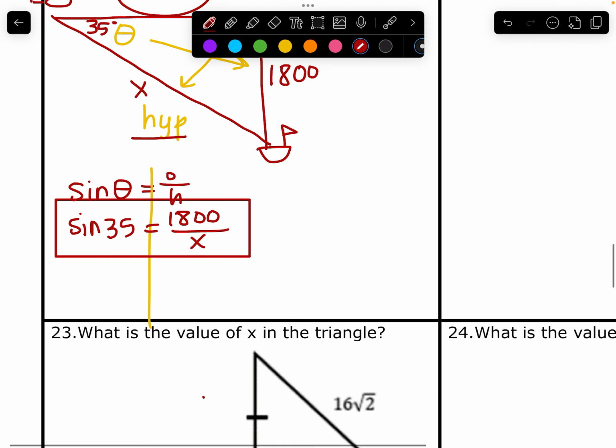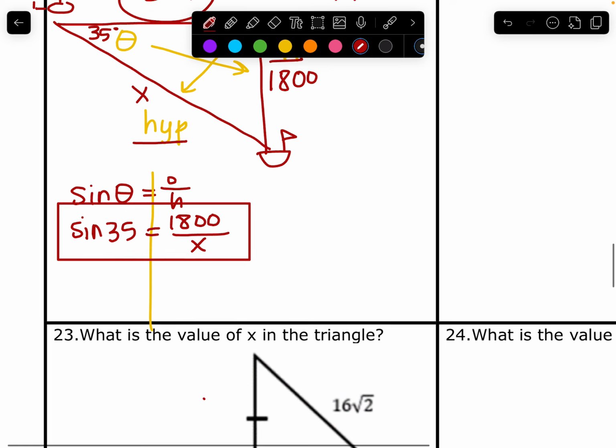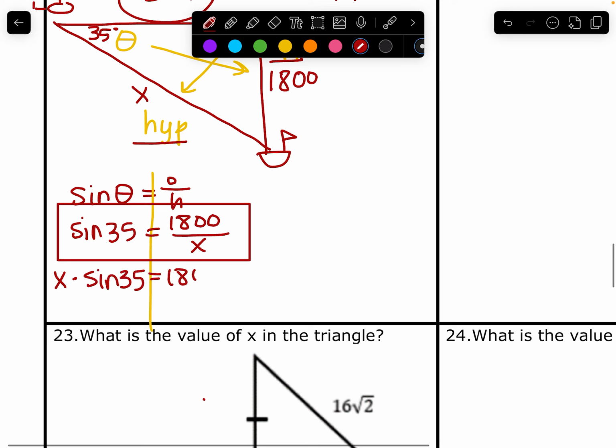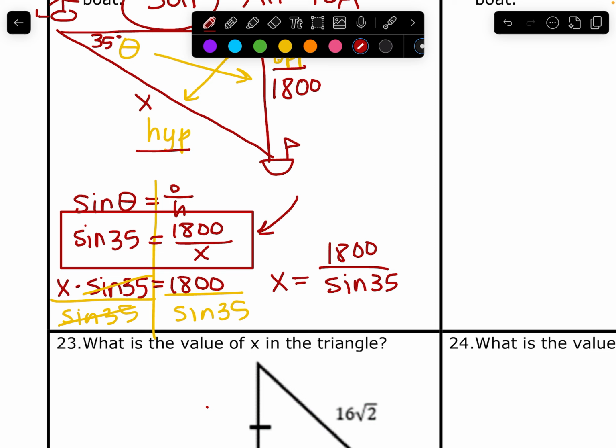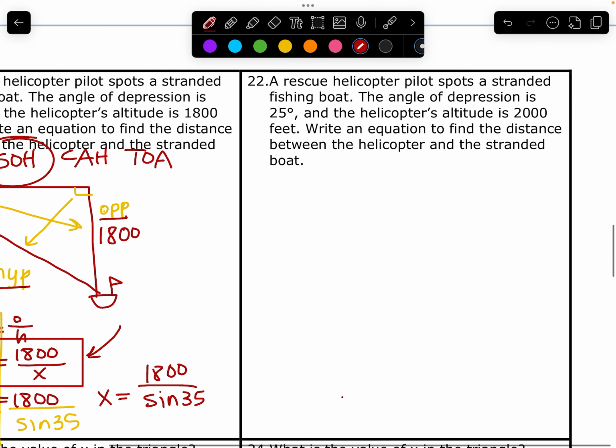We could also get the equation to isolate the x. So that would be, if we multiply both sides by x, times sine 35 equals 1,800. And then we would divide both sides by sine 35. Remember, they have to stay together. So another form of this equation could be x equals 1,800 over sine 35. So that's another way you could write the equation. But, you know, just giving you different ways you could write it. But this way is the simplest way, I suppose. Go ahead and try number 22.